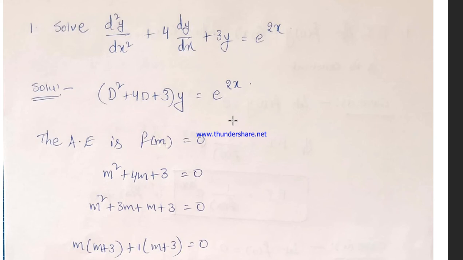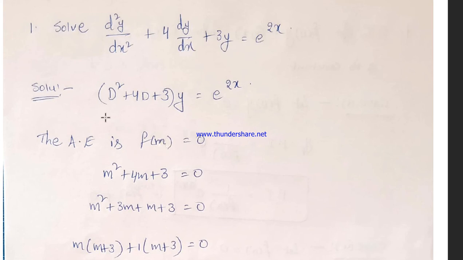After that you can go to the particular integral. Complementary function, how to find the complementary function? We can find the complementary function by using the roots of the auxiliary equation. So first we need to write the auxiliary equation, f of m is equal to 0.